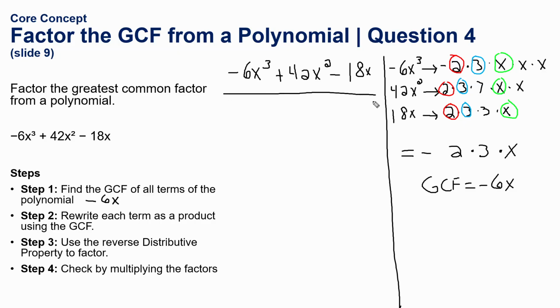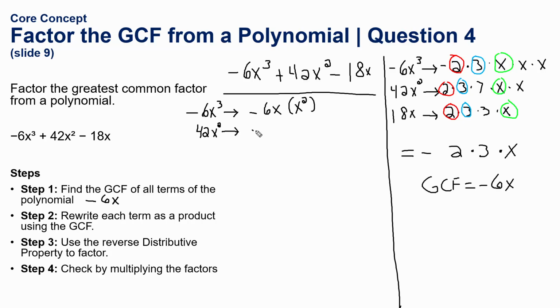Step 2, rewrite each term as a product using the GCF. So we have negative 6x to the third power. So our greatest common factor then is negative 6x, that's the first part. And then this is going to be multiplied by x squared. So negative 6 times, basically a 1 is negative 6, x times x squared is the x third part. Then we have 42x squared.